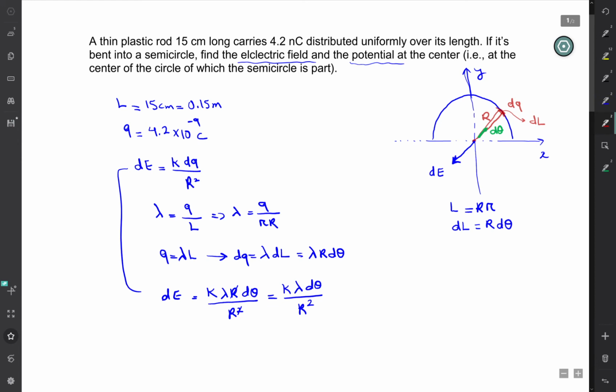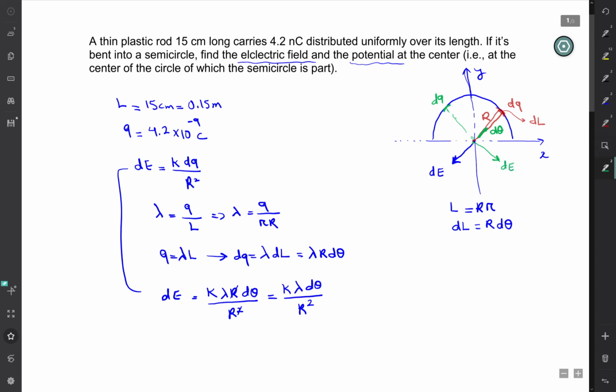And if I look at another dq, feel free to look at another dq. If I take another dq on the semicircle, that other dq is going to create an electric field going that way because it's a positive charge. Connect the positive charge to the point at which you want to calculate the electric field, and then start the electric field from that point. And the electric field is pointing away from the charge. So that's another electric field I have from this little charge.